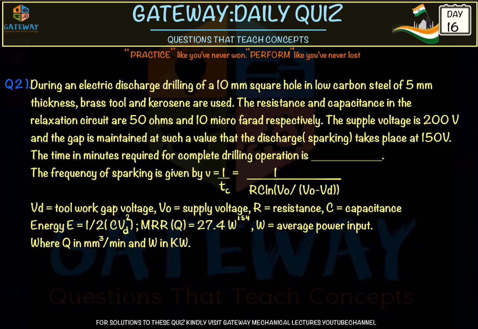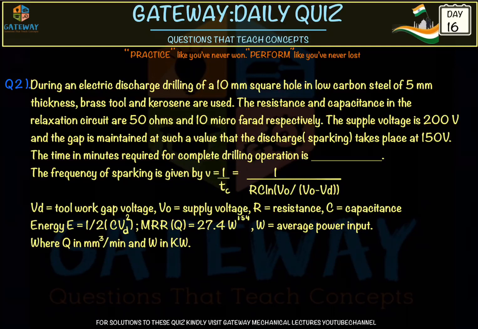During an electric discharge drilling, we are making a drilling operation of a 10 mm square hole in a low carbon steel of 5 mm thickness. Okay, brass tool and kerosene are used. Generally brass tool was used and kerosene is used as a dielectric fluid. Okay, there is a function for dielectric fluid. Here we can't discuss that, again we will discuss it later in the concept series.